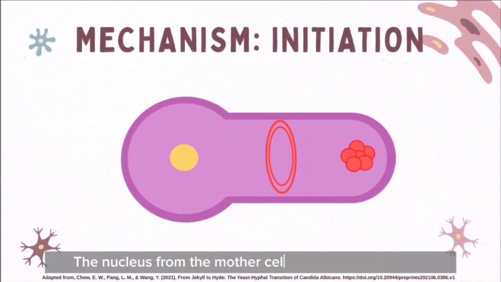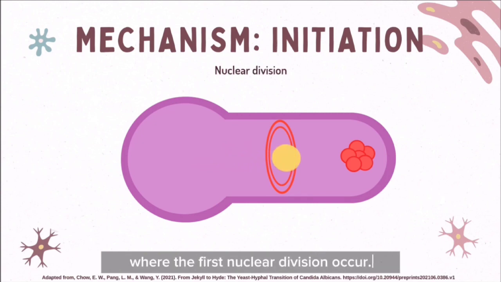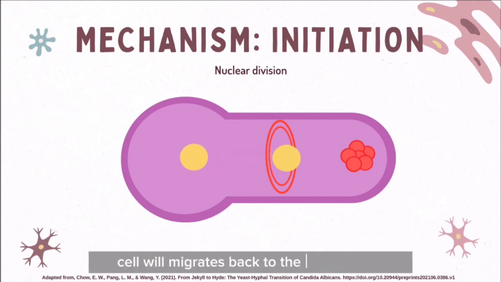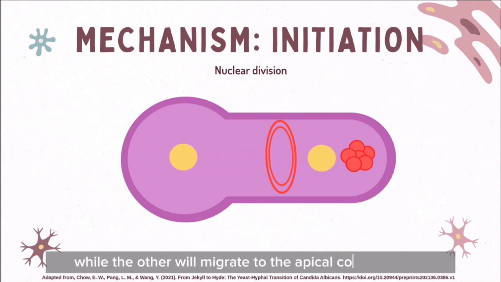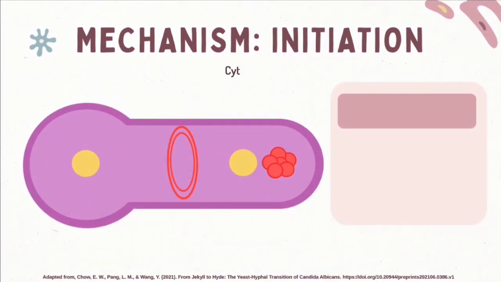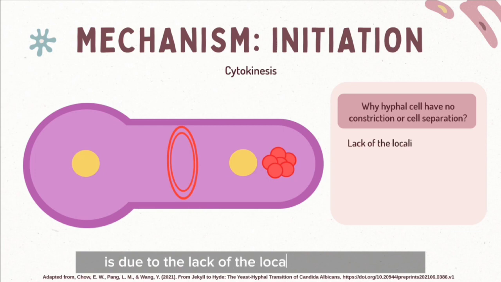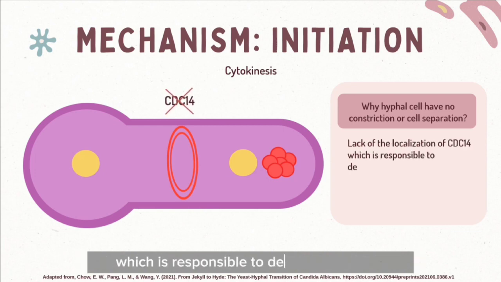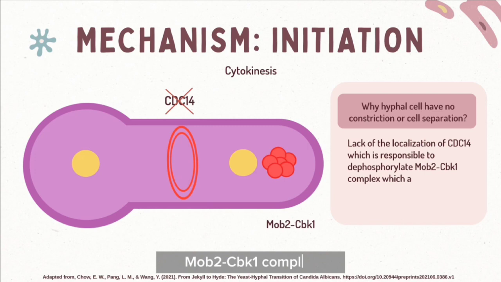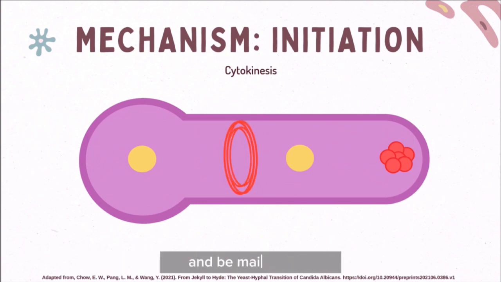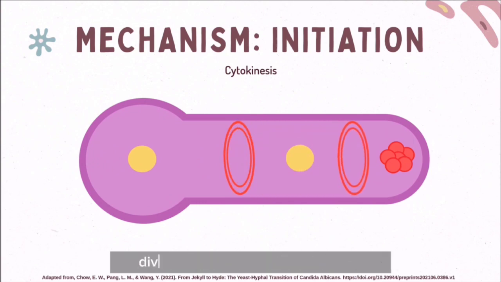The nucleus from the mother cell will migrate towards the septin ring within the developing hyphae, where the first nuclear division occurs. This results in the production of two daughter nuclei, where one of them will migrate back to the mother cell while the other will migrate to the apical compartment. The absence of any constriction or cell separation in hyphal cells is due to the lack of localization of CDC14, which is responsible to dephosphorylate the MOB2-CBK1 complex, which activates a transcription gene for cell separation. Then, the septin ring will split into two rings and be maintained. Thus, the primary septum is formed, dividing the hyphal compartments.